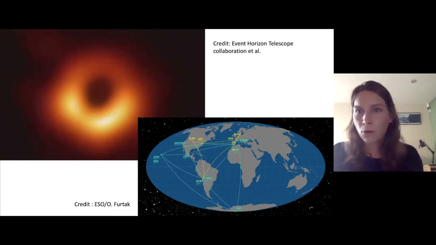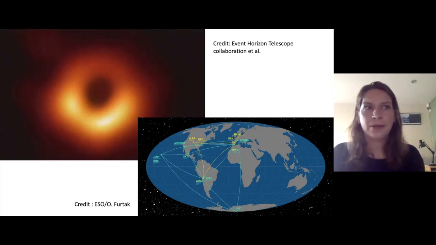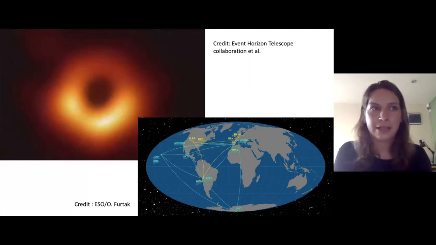And so more and more arrays like this are being built. And hopefully over the next decade or so, we'll start to see more and more of these images. This was of a black hole in our neighboring galaxy, but hopefully we can start to look at more and more further away ones and see if there's any similarities or differences.